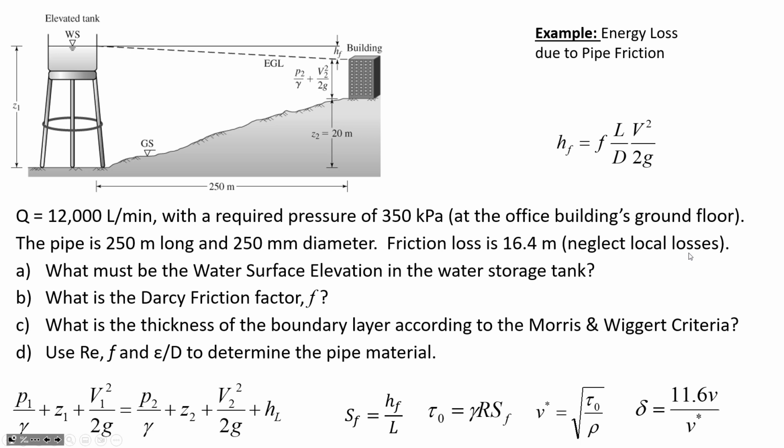Okay, so H sub F is 16.4 meters. So let's think about the energy equation: the pressure head, the elevation head, the velocity head.